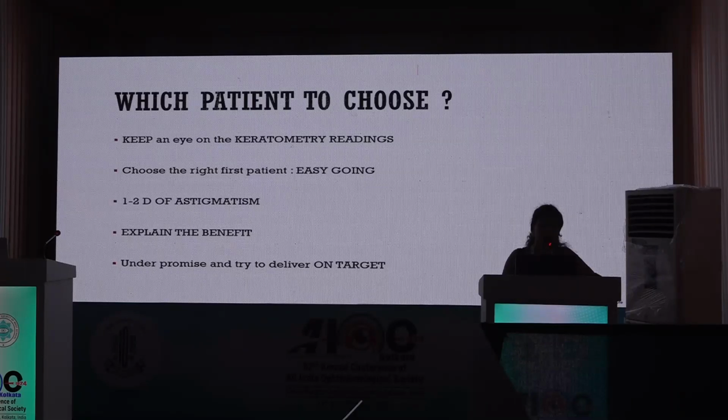Now, which patient to choose? When you're going through the biometry of the patient, just keep an eye on the keratometry readings. Is there a significant astigmatism? Is it very small? Is it significant enough that you can implant a toric IOL?